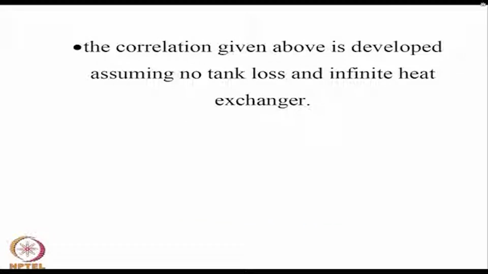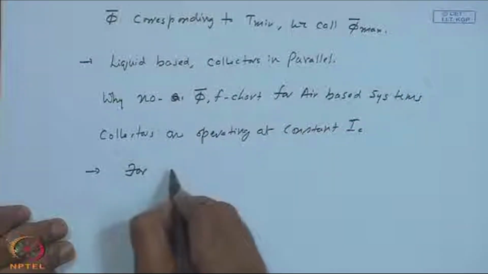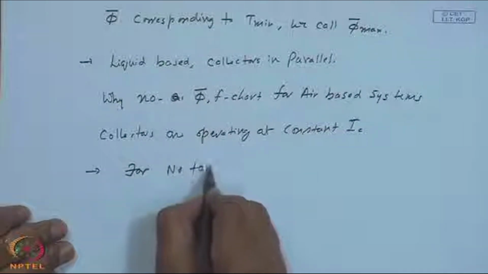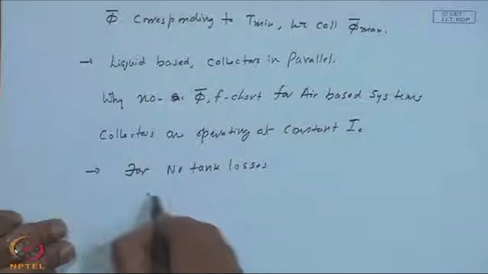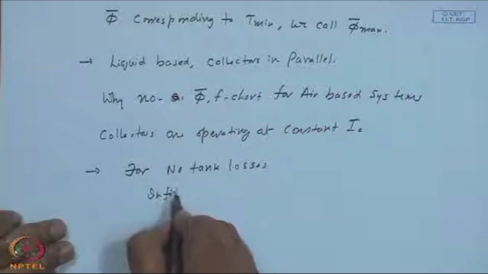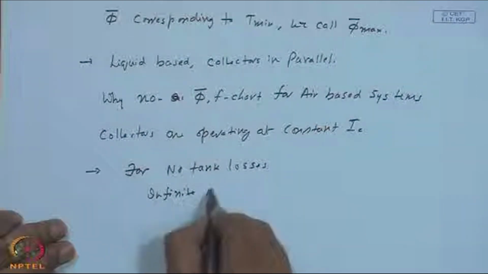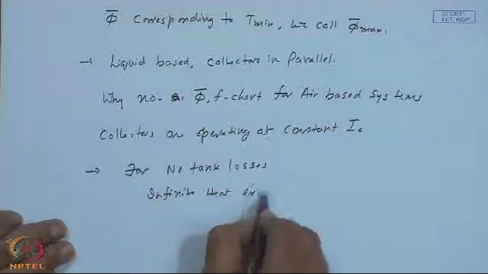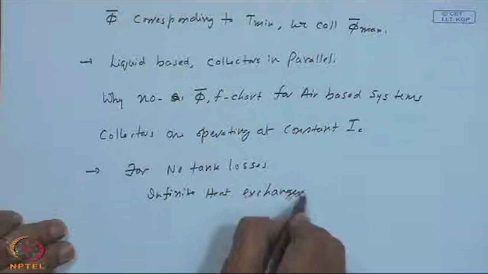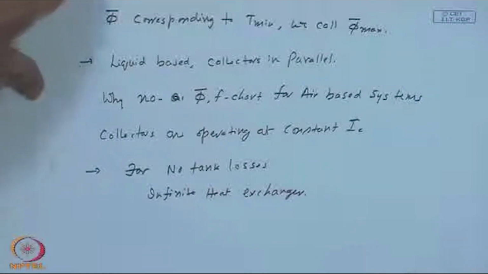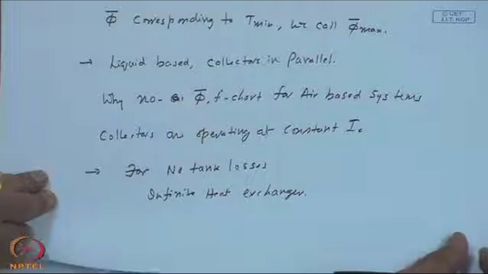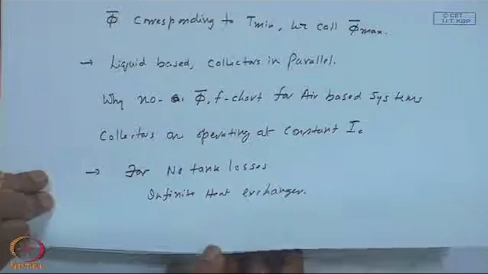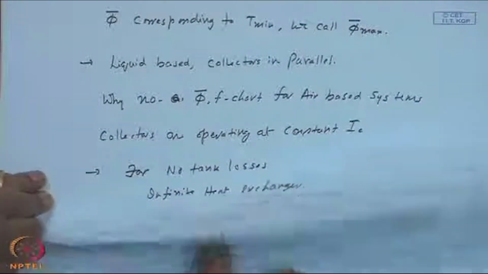And importantly, this is for no tank losses and infinitely long, infinite heat exchanger. So, this I think got a little more emphasis in the previous lecture as well as this lecture, whereas we underplayed this aspect in the case of F chart method.